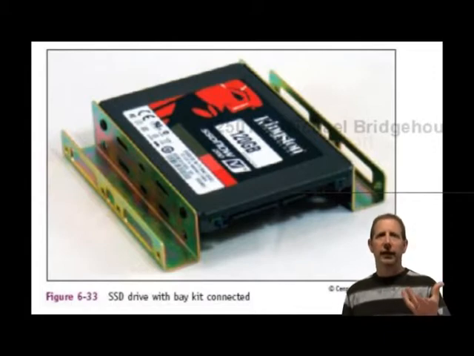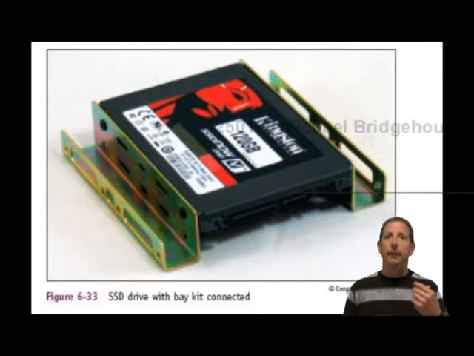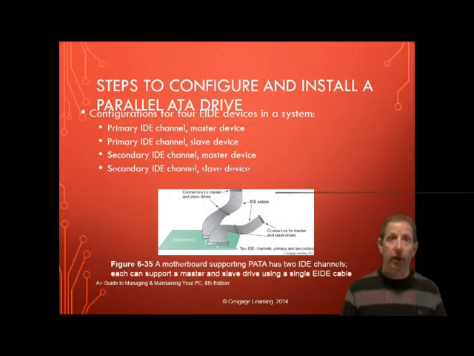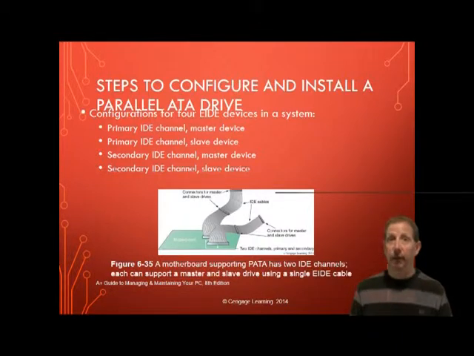Now, to install and configure a parallel ATA drive. Following the PATA or EIDE standard, a motherboard can support up to 4 EIDE drives using either an 80 conductor or a 40 conductor cable. A motherboard can have 1 or 2 IDE headers. Each header or connector accommodates 1 IDE channel, and each channel can accommodate 1 or 2 IDE devices. One channel is called the primary channel, while the other is called the secondary channel.